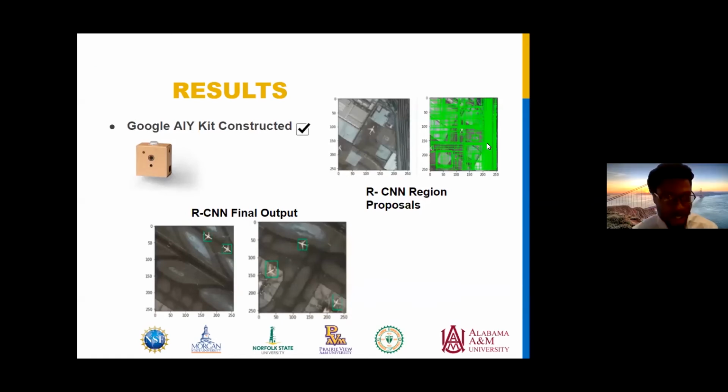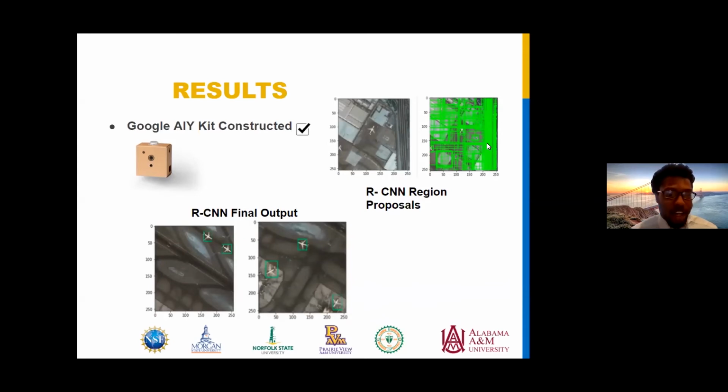Okay, so our results: we got our Google AI Kit constructed, and that's a picture of it. The picture to the right is the actual RCN algorithm, the output of the region proposal stage. As you see, the original image is on the left, and on the right are the regions taken from that image. And it's a lot of regions, as you can see.